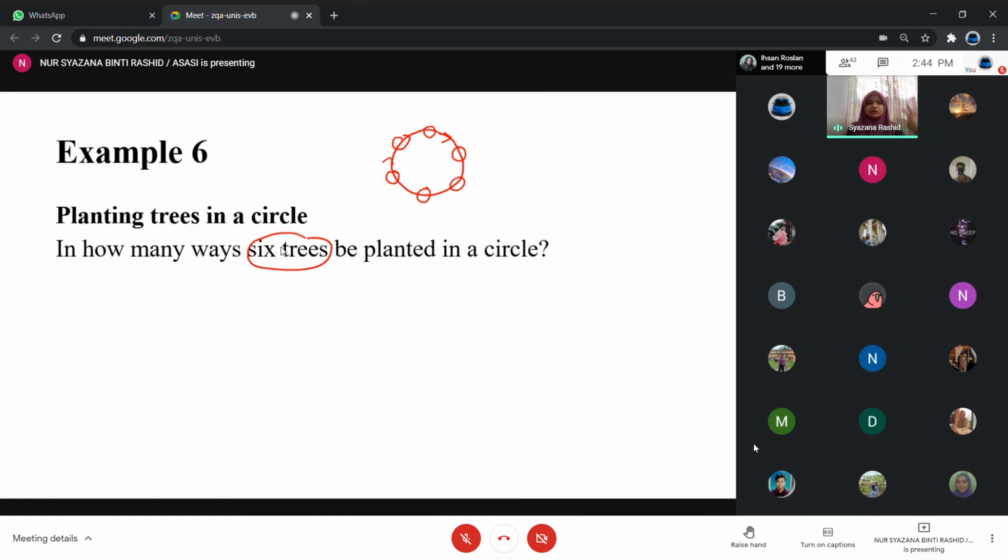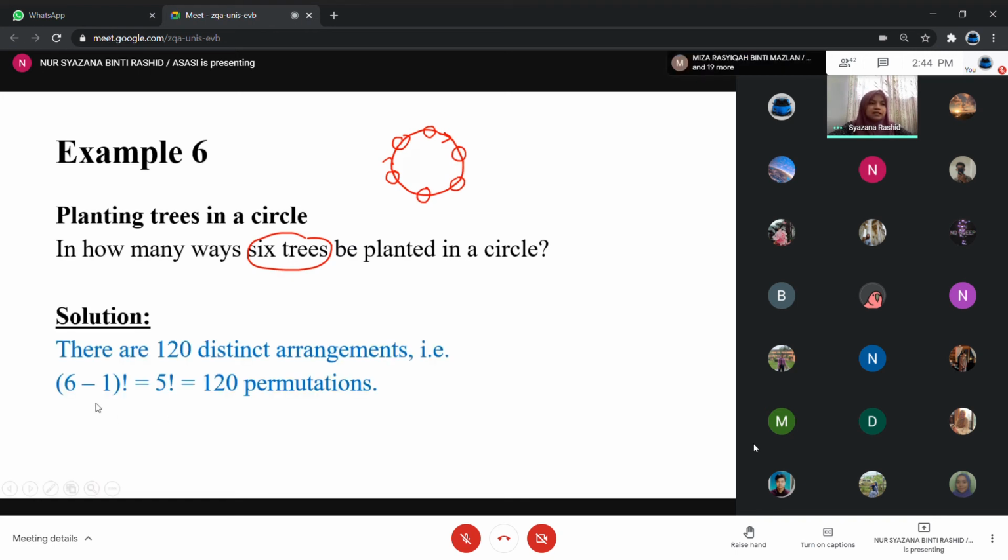Okay. So kalau kat sini, you tak akan guna 6 factorial. You akan guna 6 minus 1 factorial to know how many permutation. Okay, 6 minus 1 factorial equals to 120, which is 5 factorial. 120 ways. Okay, number of arrangement that we can do this in circle is 120.